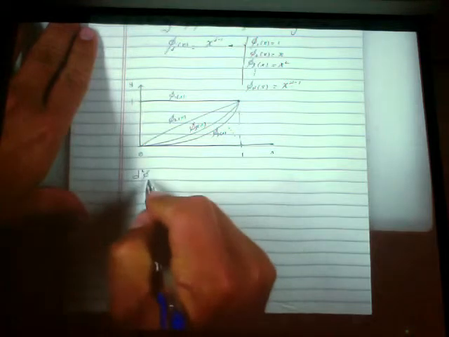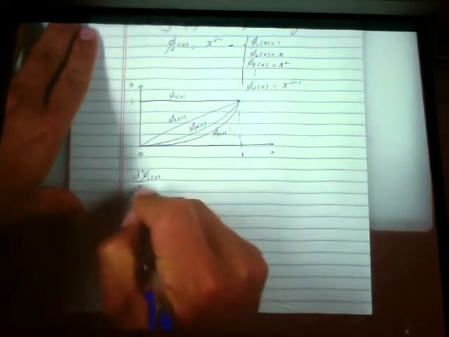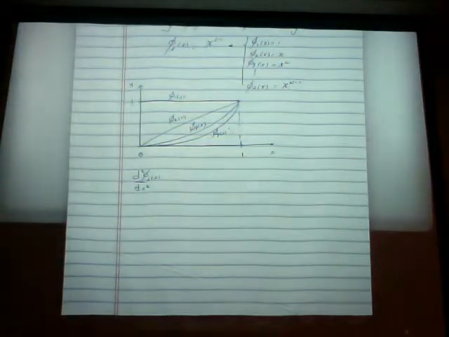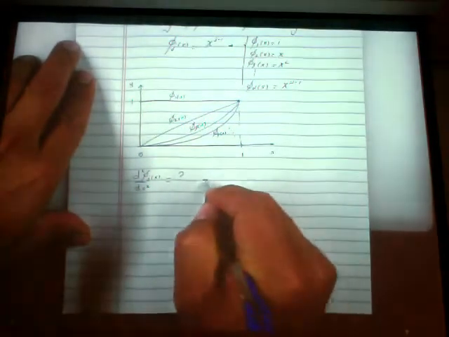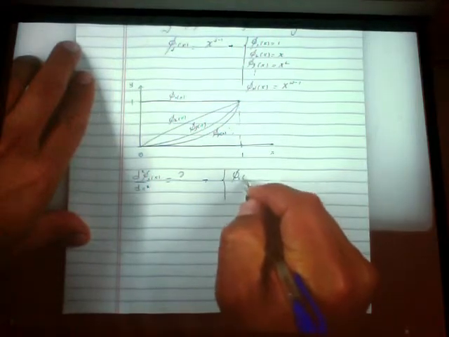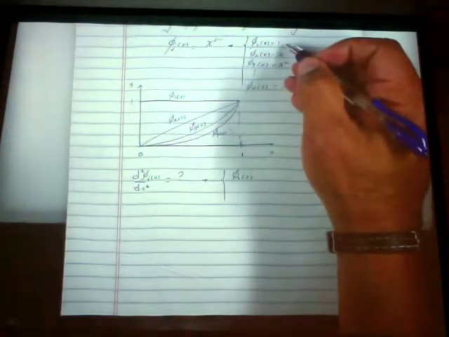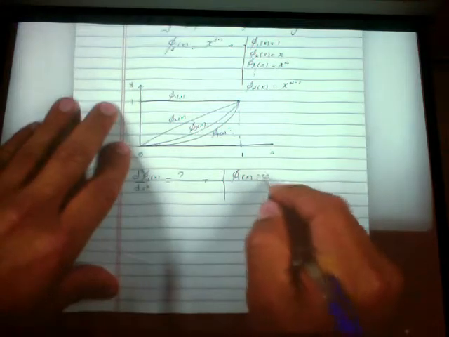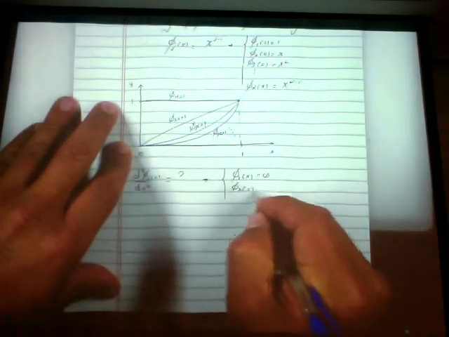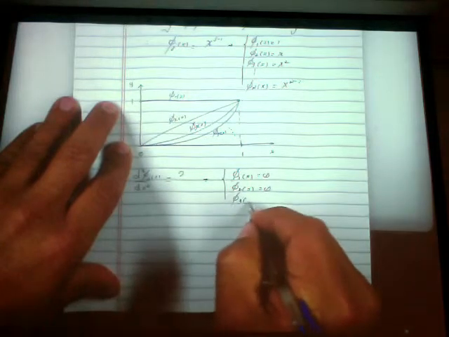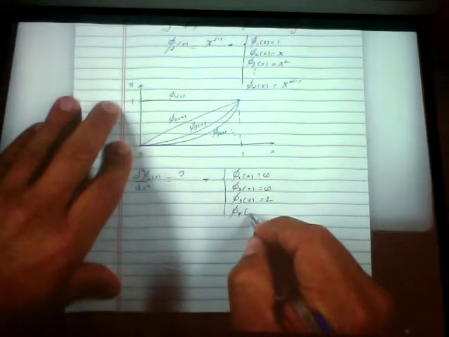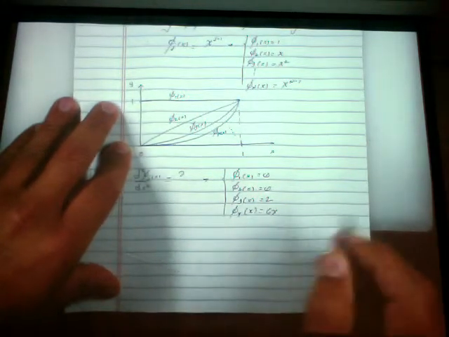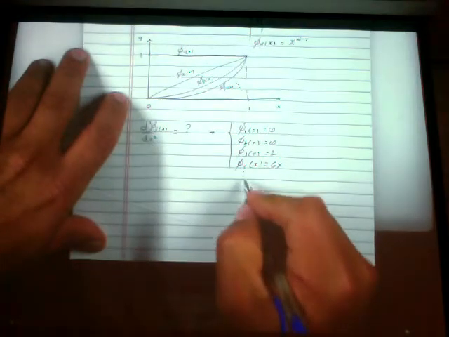The second derivative of phi j with respect to x squared is what? Well, we can do it in sequence. What is the second derivative of 1? 0. What is the second derivative of x? 0. The second derivative of x squared? 2. The second derivative of x cubed? 6x, and so on and so forth.